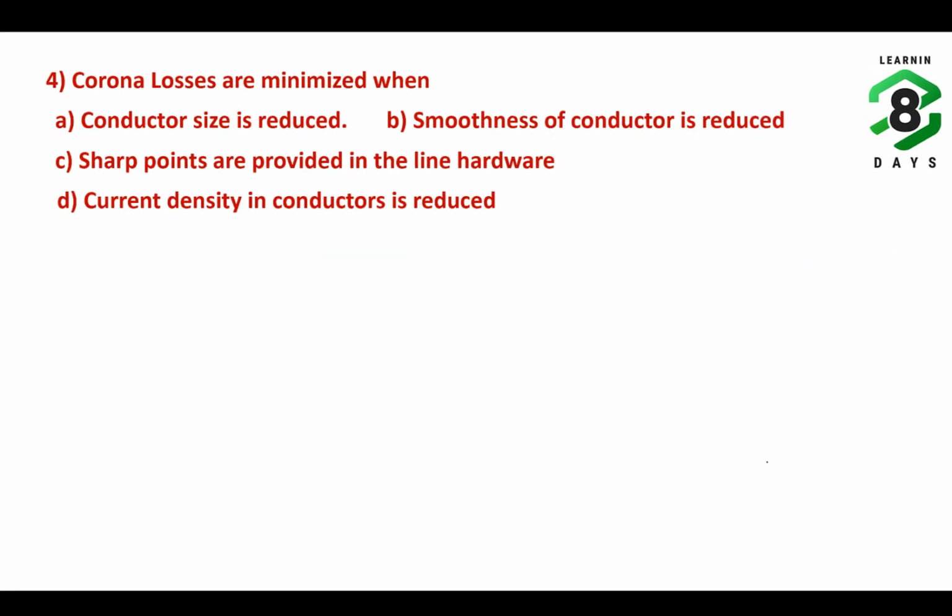Now the fourth question. Corona losses are minimized when? So these are the four conditions we have given. So firstly, what you have to remember, the corona losses or the phenomenon of corona occurs due to high electric field intensity at the surface of the conductor. So what is the formula for electric field intensity at the surface of conductor? It is given by voltage of the conductor divided by R into logarithm of D by R.